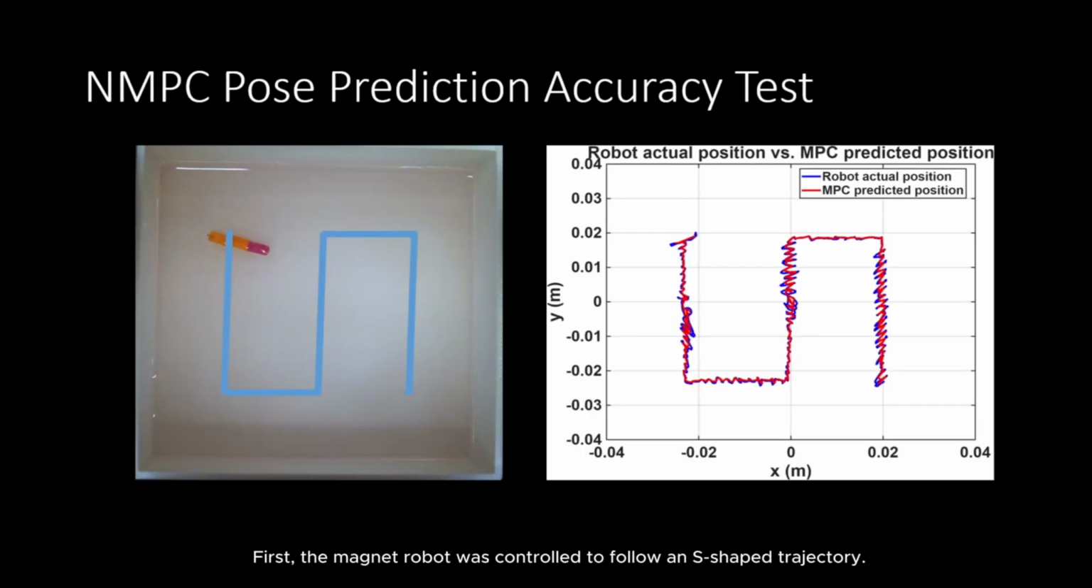First, the magnet robot was controlled to follow an S-shaped trajectory. In the right figure, the blue curve is the measured robot trajectory, and the red curve is the nonlinear MPC predicted trajectory, demonstrating accurate pose estimation by the MPC.